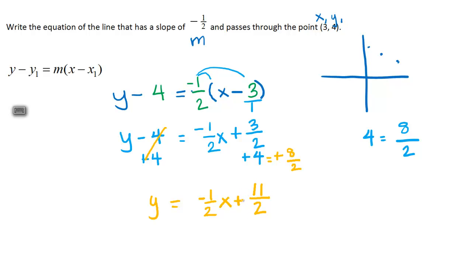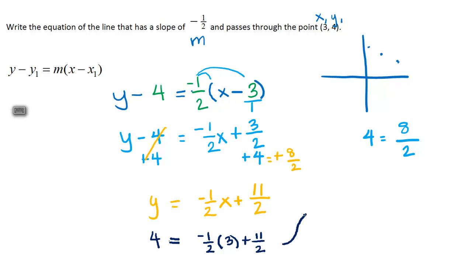As yucky as this looks, this is actually the equation of this line right here. I could prove it by plugging in this point, and notice it still has the same slope, -1/2. So let's go ahead and do that really quick. I'm going to plug in the 3 and the 4 here. So it's going to say 4 equals -1/2 times 3 plus 11/2.